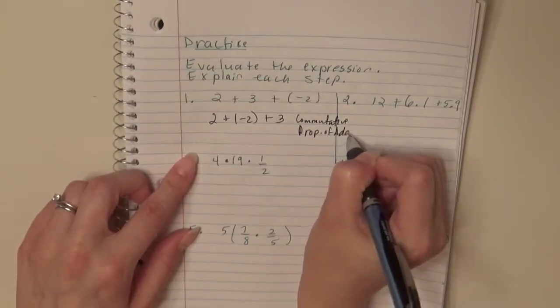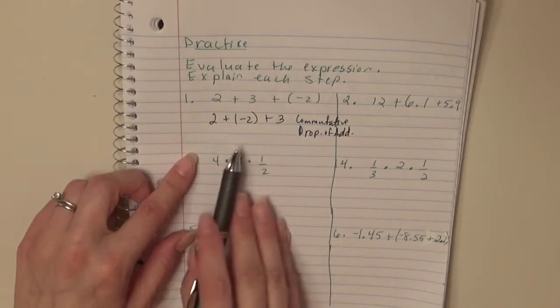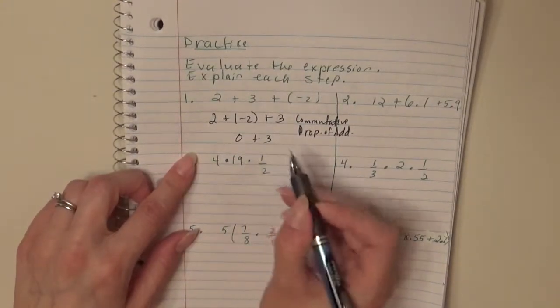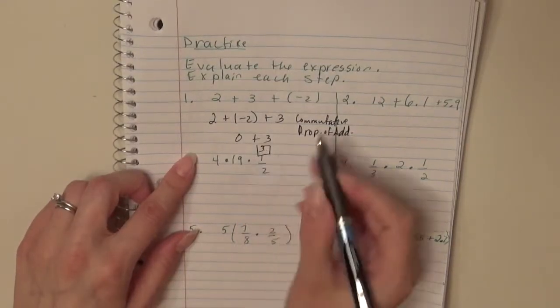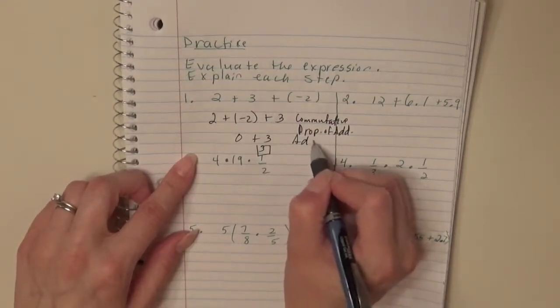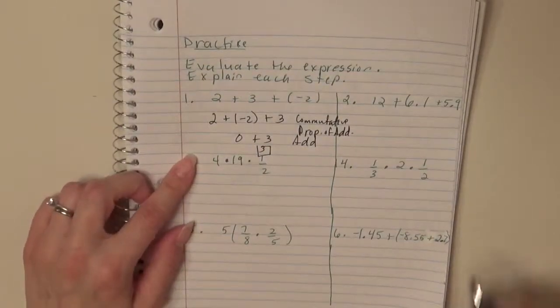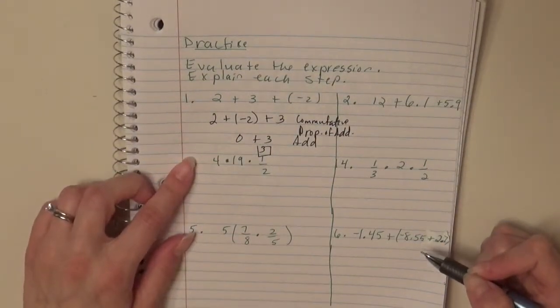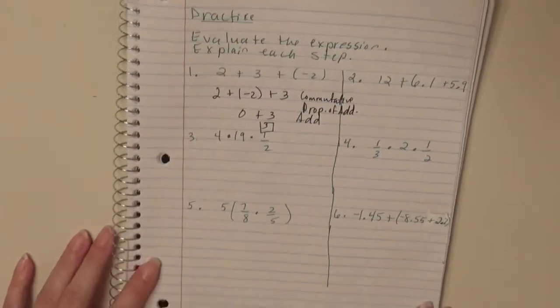I'm abbreviating there. And now I'm just going to add 2 plus negative 2 is 0 plus 3. So my answer is 3. And my last step was that I just added. So add. Alright, now I'm going to leave the even ones for you to do. I'll give you time to do them and then I'll give you the answer so you can check yourself.